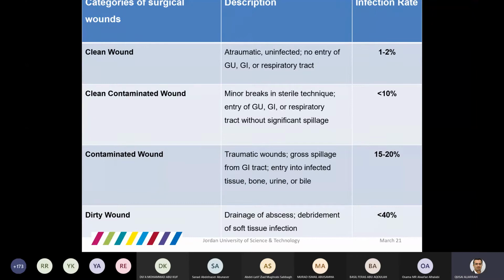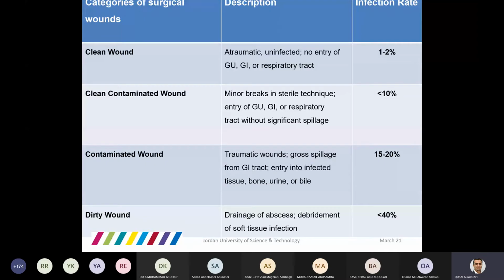Vascular operation. If I want to operate on the carotid artery, we need to give prophylactic antibiotics even though it's a clean operation. Or neurosurgeon is doing a brain surgery. It's a clean operation, but still we give antibiotics because it's in a high risk area. Because if infection happens, it will be a catastrophe.